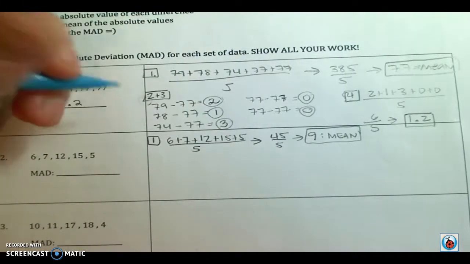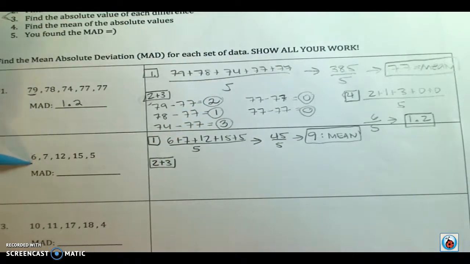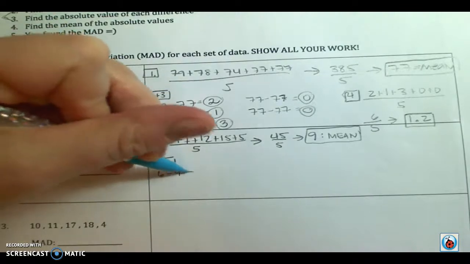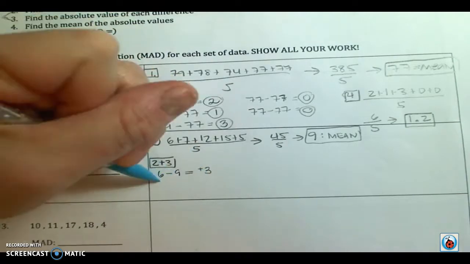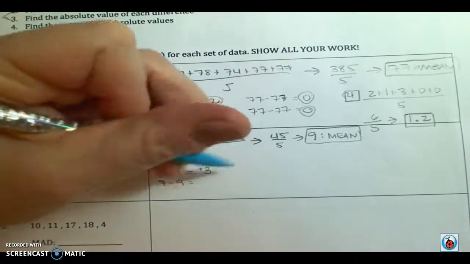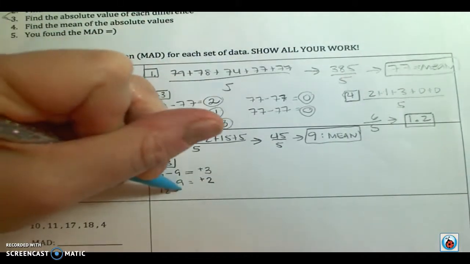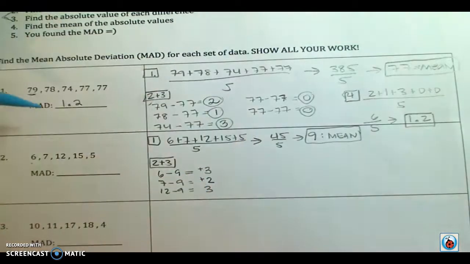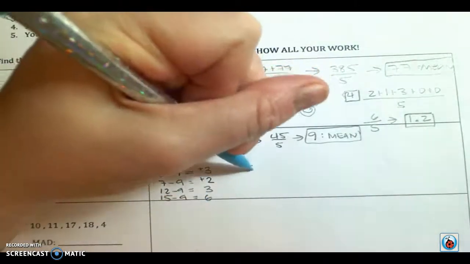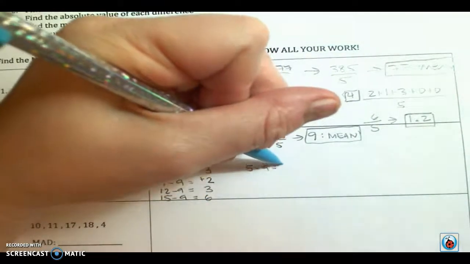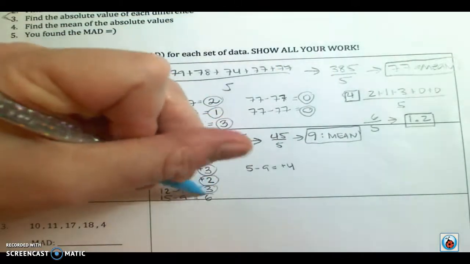All right, step 2 and 3, we're going to find the difference. So refer back. 6 minus 9 is negative 3, but we're going to take the absolute value of it. 7 minus 9 is negative 2, but again, take the absolute value of it. 12 minus 9 is 3. 15 minus 9 is 6. And 5 minus 9 is negative 4, but again, take the absolute value of it. So those are our distances right there.